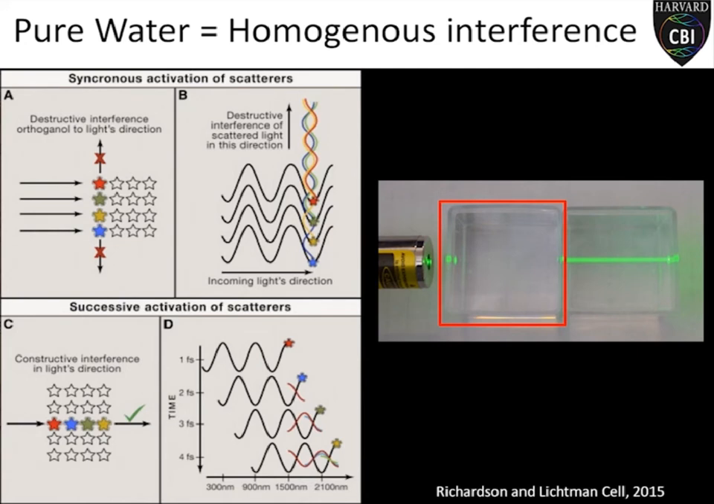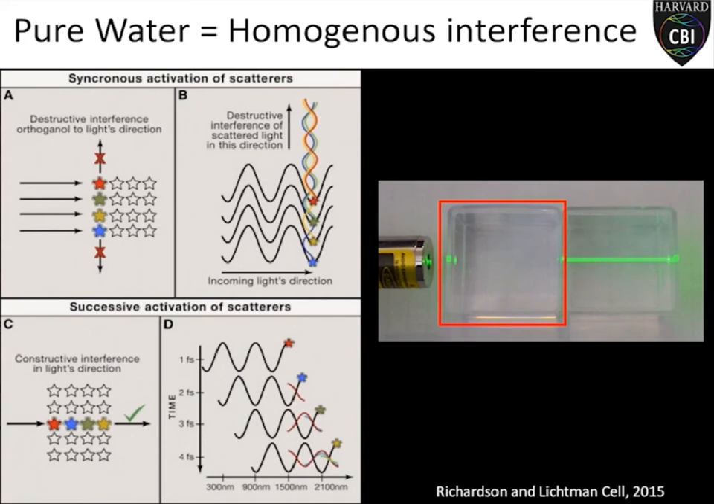So now if we move down to panel C and we look a little bit differently, let's take a look at molecules that are lined up horizontally in the same plane as that laser light that's coming in, and let's see what happens here. Similarly to the diagram above, that laser light's going to come in, but in this instance it's going to scatter sequentially. So it's going to scatter from the red, and then from the blue, and then from the green, and then from the yellow.